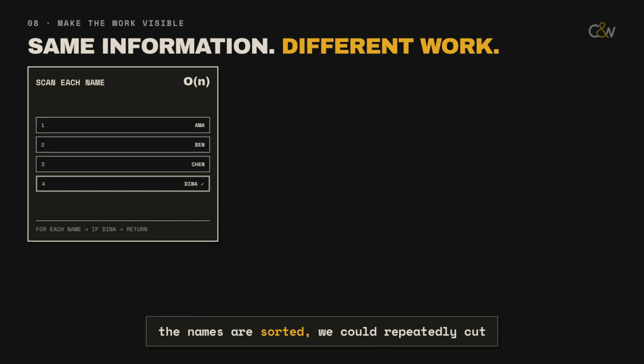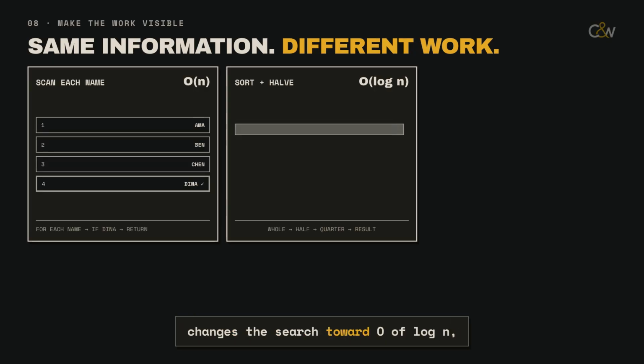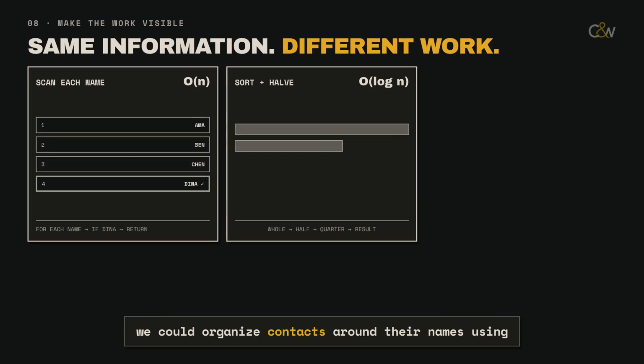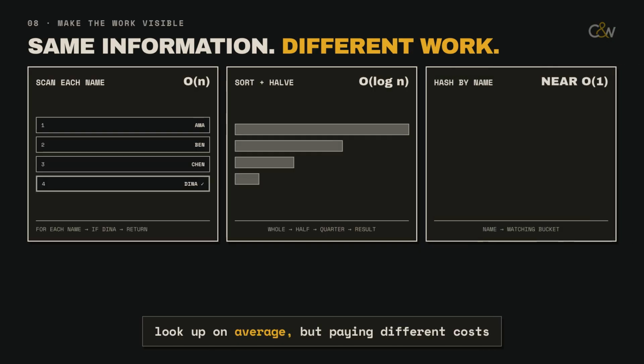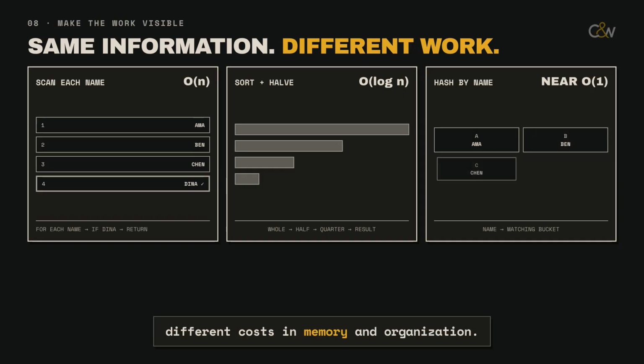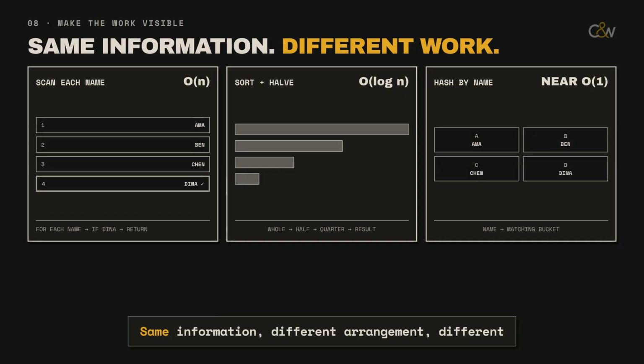If the names are sorted, we could repeatedly cut the remaining range in half. That changes the search toward O of log n. Or we could organize contacts around their names using a hash table, aiming for near constant lookup on average, but paying different costs in memory and organization. Same information, different arrangement, different work.